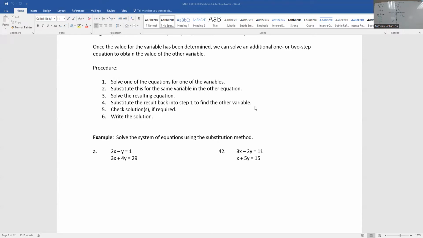So let's look at a couple of examples that I have up here using the substitution method. All right, and we'll start with part A, which is 2x minus y equals 1, and 3x plus 4y equals 29.